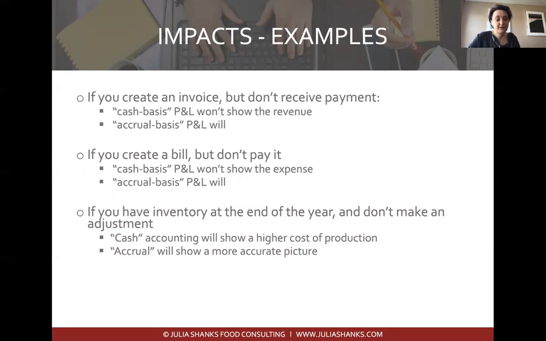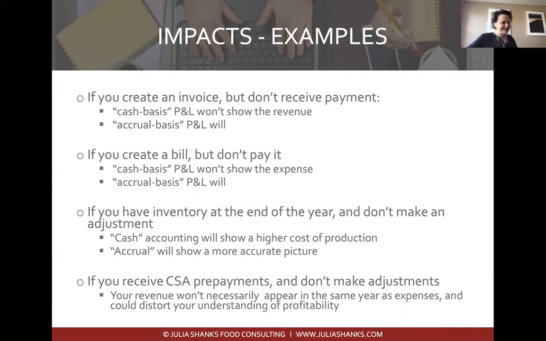If you have inventory at the end of the year and you don't make an adjustment, a cash accounting system is going to show a higher cost of production because you're going to have the production costs even though you don't necessarily have the revenue associated with it. An accrual system is going to show a more accurate picture. So that's accrual versus cash accounting. And something like QuickBooks is going to more easily track that for you, but you can certainly make these adjustments within an Excel system or even a paper ledger.